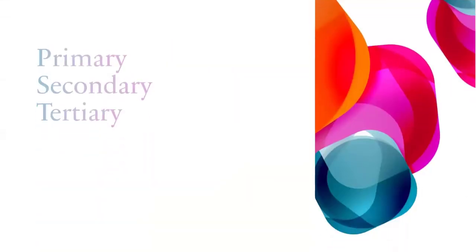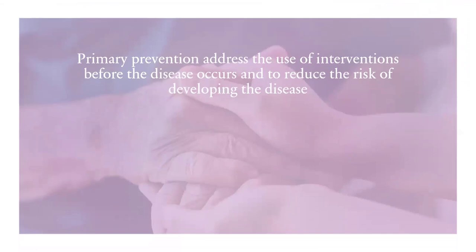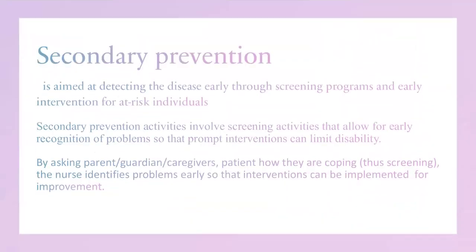We talked about the levels of prevention: primary, secondary, and tertiary. Primary, we're preventing something from happening before it ever occurs. Secondary, we're screening. It is aimed at detecting whether or not there's a disease early. Is there an injury? We need to find out early, by asking parents, guardians, or caregivers of the patient how they are coping. The nurse identifies problems early so that interventions can be implemented for improvement. Secondary prevention activities involve screening activities.